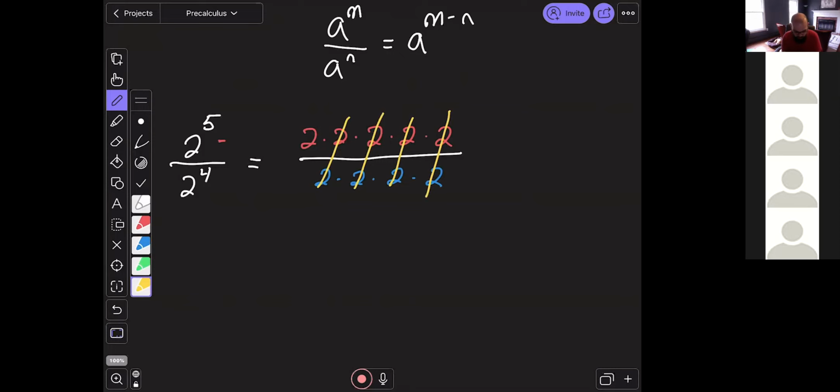And I have 5 copies on top. And effectively what I've done is I've gotten rid of 4 copies. And so what this ends up being is, ultimately there's only going to be one 2 left over. But where that came from was we had a 5, and then we took away 4 of them in the denominator. And then it ends up being just 2, or if we wanted to, we could write this as 2 to the 1st power.